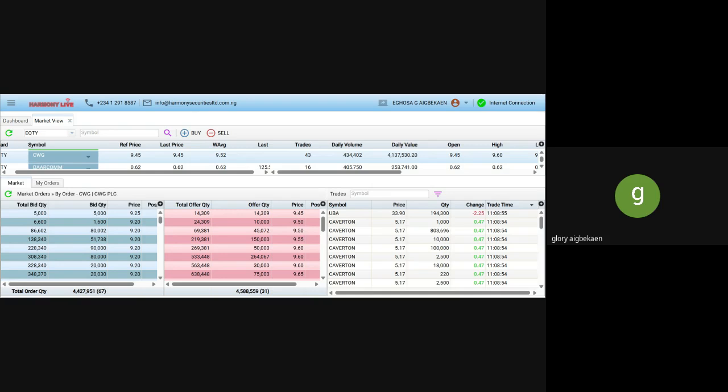Let me stop sharing this. Stop presenting this, because I want to move to the charts so that we look at the CW chart, after which I will come back.